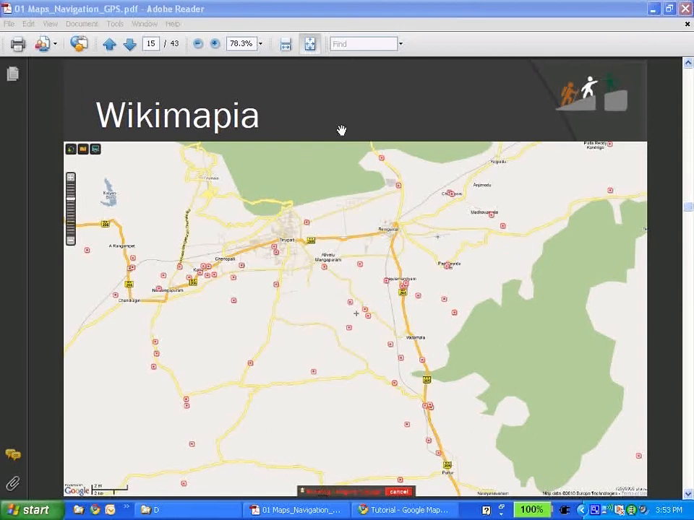Part 7. So this time let's take a look at some other maps freely available to all of us in internet sources. Wikimapia is again something by Google. Wikimapia, you might be familiar with this, most of you. Wikimapia basically allows you to add your own places to the existing Google Maps.